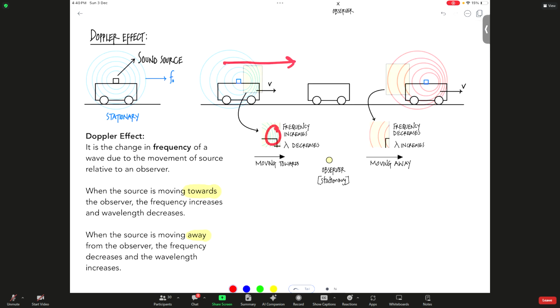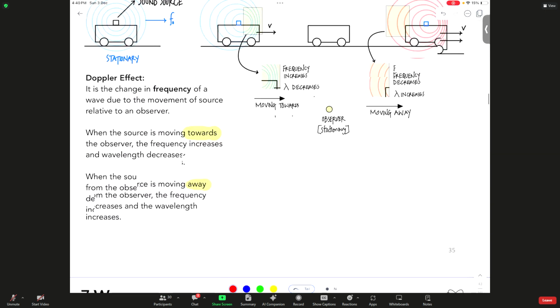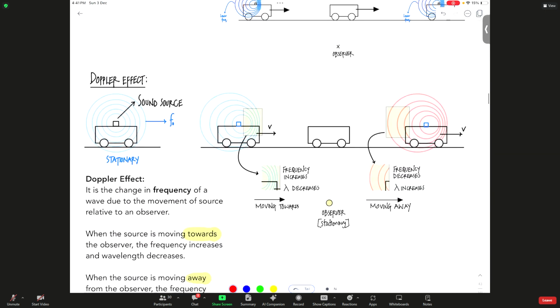So the waves are pushed together, which means that my frequency increases. As it goes away, you can see that the waves are moving further apart, which means frequency decreases. That's how the sound changes for you, not from the car. The car is still producing the same sound. The frequency will be changing more and more, so if it was increasing, it will increase more. If it's decreasing, it will decrease even further.